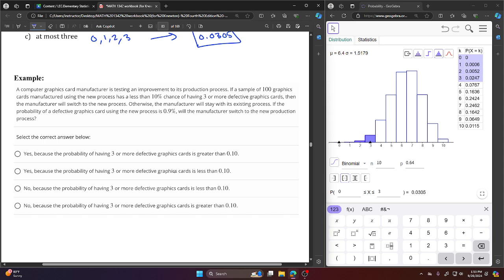Computer graphics card manufacturer testing improvement of this. If a sample of 100 graphics cards were used, the new process says it has to have a less than 10% chance of having 3 or more defective. Then they'll switch to a new process. If the probability of a defective card is this much, are they going to switch to a new process? Now, I've got to say, this is one of the more confusing problems to me, and I just get lost every time about what is going on. It's almost too many numbers, you know. So I have a sample of 100 graphics cards, and they're wanting to see if we are going to get this defective stuff, okay?